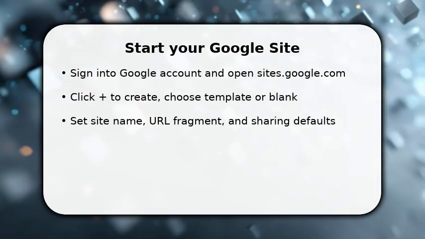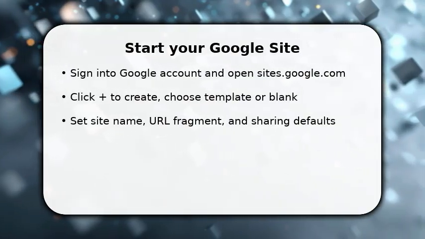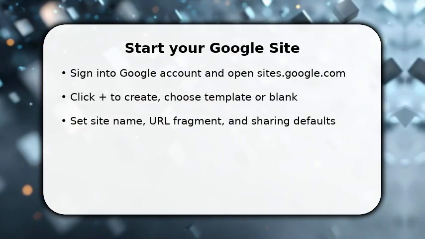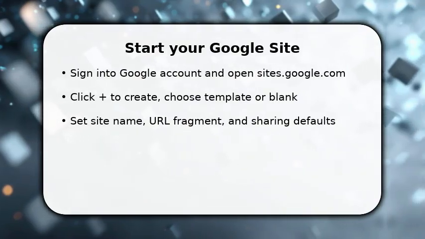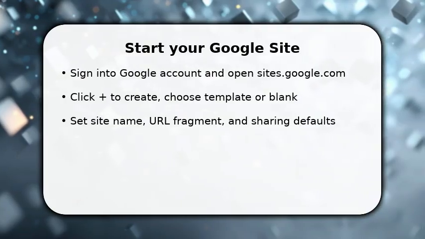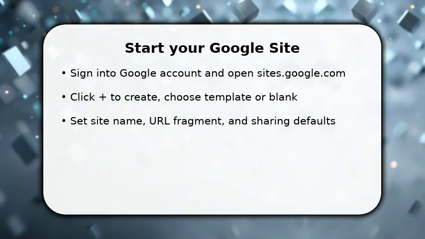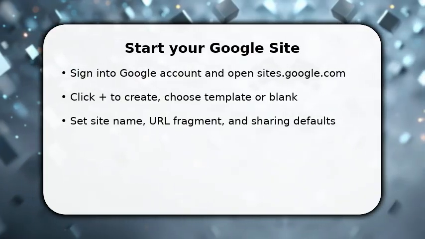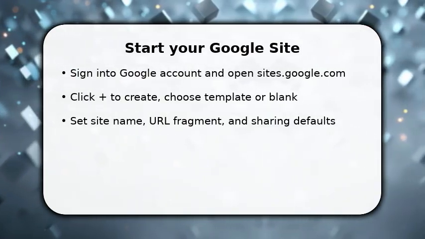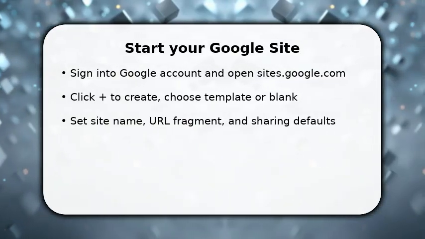You start by signing into your Google account and opening sites.google.com, this gives you direct access to the editor. Click the plus to create a new site and decide template versus blank based on speed or control. Name the site and set the URL fragment so links are predictable. Once done, open the settings and set sharing defaults to who can view and edit. These first steps get you a live draft to iterate on immediately, which saves rework later.